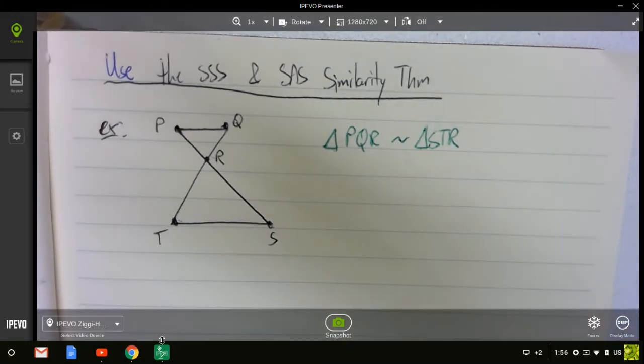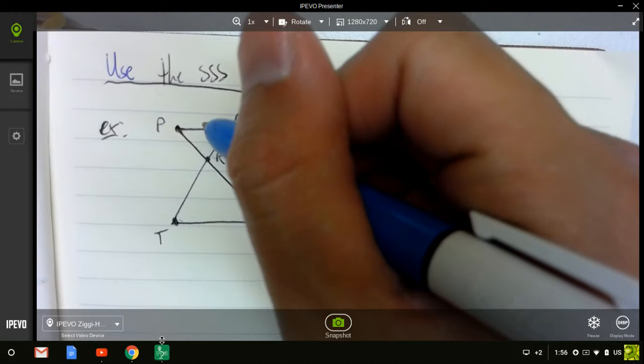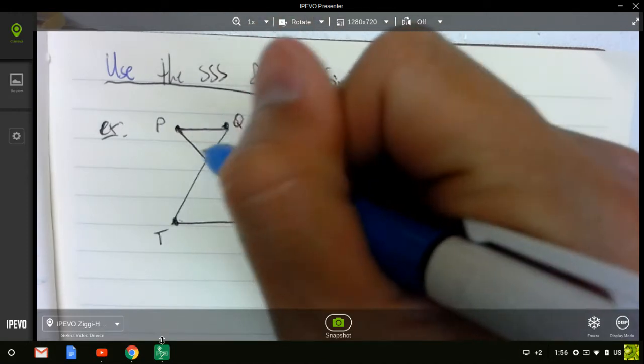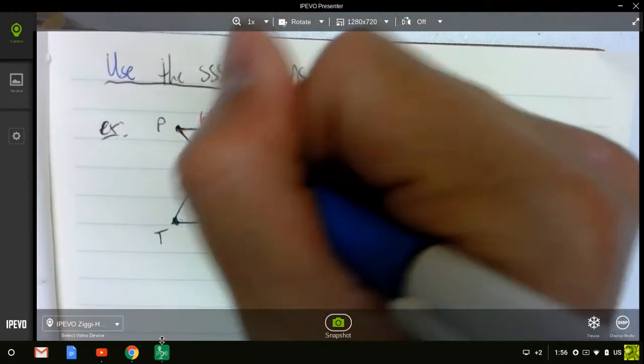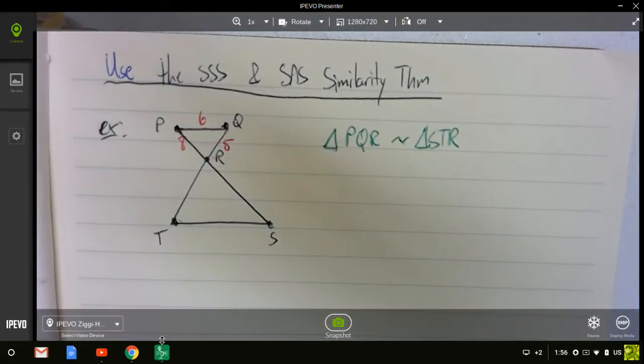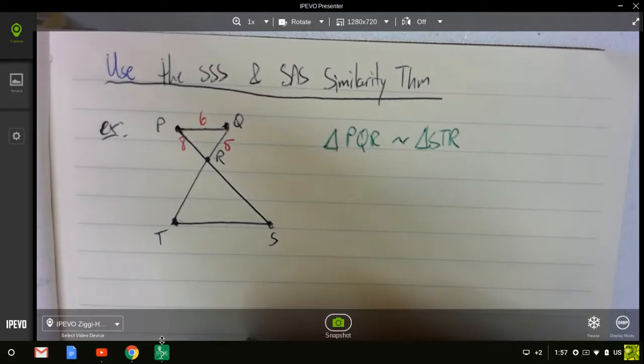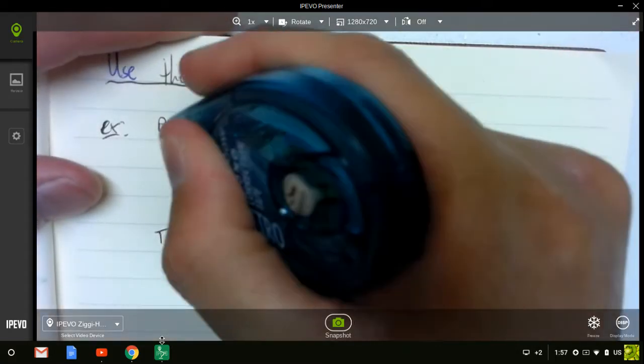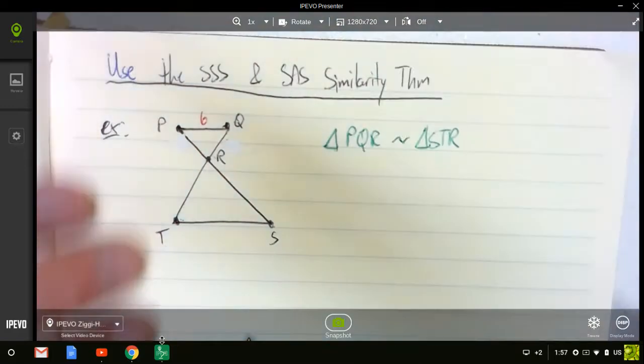So let me give you some values here. I'm going to intentionally write all these side lengths on PQR in red. So this would be 6, 8, and 5. Or actually, let's see. Let's not do that. Let me get a white out piece right here. So you know what? I'm going to go back. Sorry. I'm going to color code this in a different way, okay?